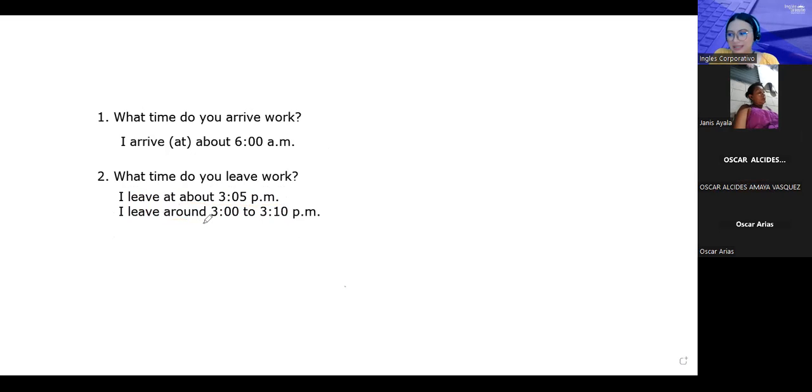We better use it. Hay horas que sí son bien exactitas, que solo ocupamos la expresión at. ¿Por qué? Porque son exactas. Entonces, cuando hablemos de horas que son próximas, usemos la expresión about. The same. If I ask you, what time do you have your lunch? ¿A qué horas tienen su almuerzo? What time do you have your lunch? We can also use the expression about.